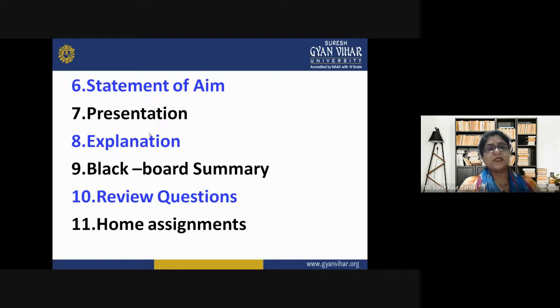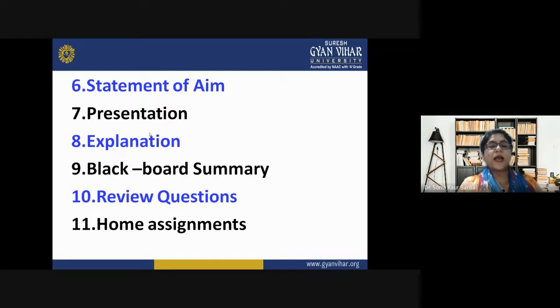And now let's see the eighth part. The Herbartian approach says that we include explanation also. So explanation is also called sometimes generalization or the teacher statement. So explanation is very important in the Herbartian lesson plan approach, and it gives a clear idea to the students about the content being taught. All right.